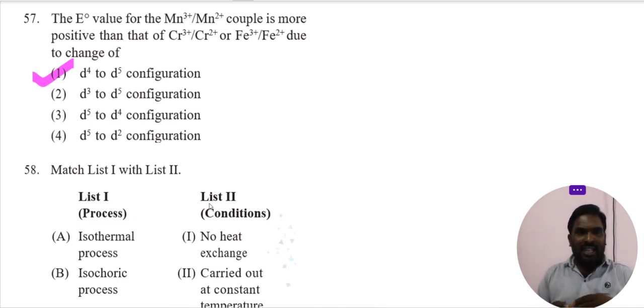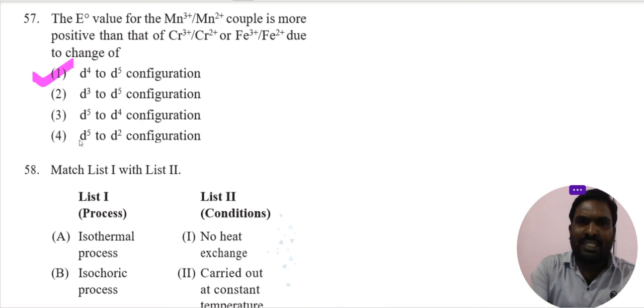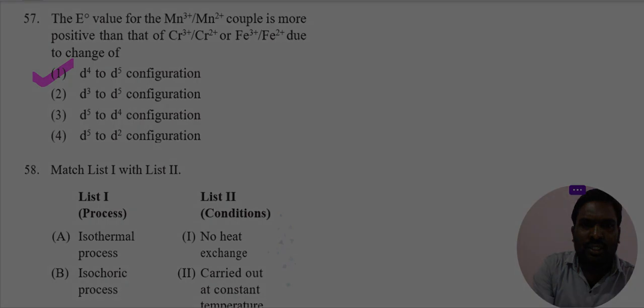So this is the reason the E0 value of the Mn3+ to Mn2+ couple is more positive than the remaining. Understood or not? Mn3+ is a d4 configuration, and it goes to Mn2+, a more stable d5 configuration, that is half-filled, more stable. Understood? So this is a very important one.